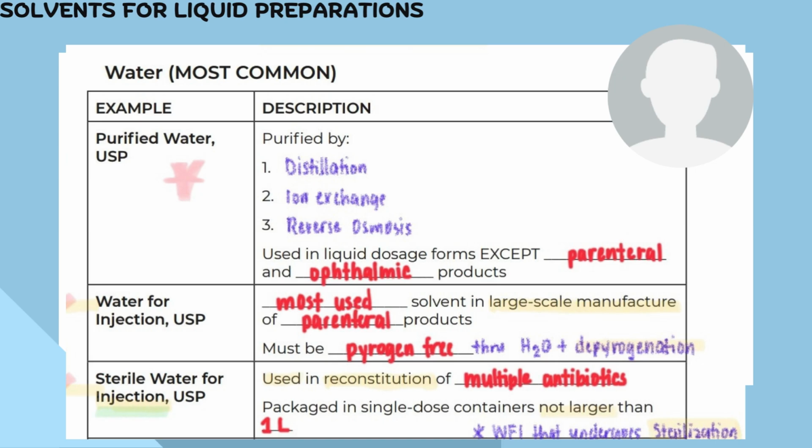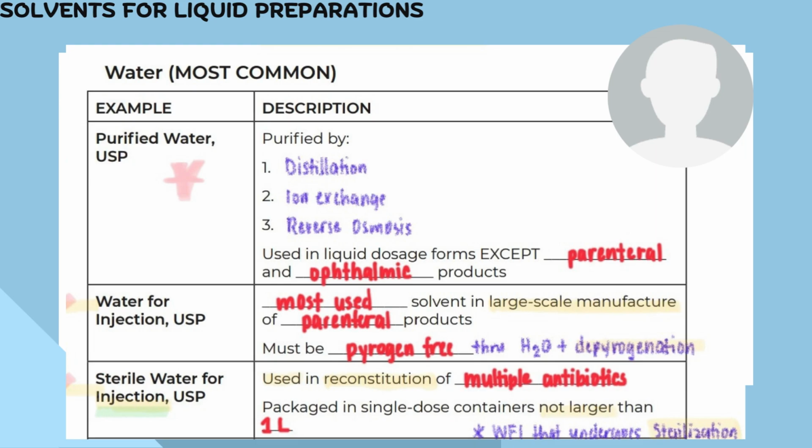Pyrogens are fever-causing substances, often from bacteria. To make it pyrogen-free, water for injection is obtained from purified water that undergoes depyrogenation. And then remember, water for injection is not yet sterile, but must be pyrogen free. It's used in manufacturing where sterilization happens later in the process.